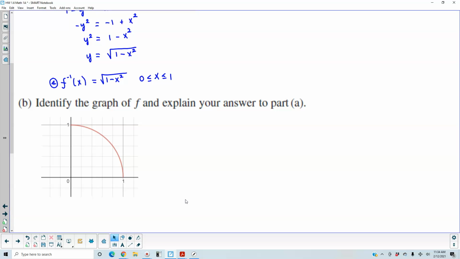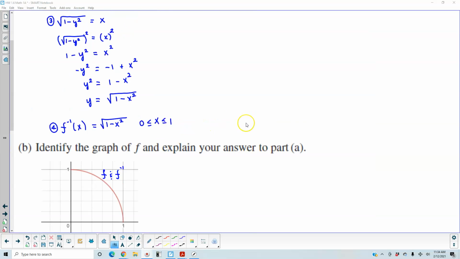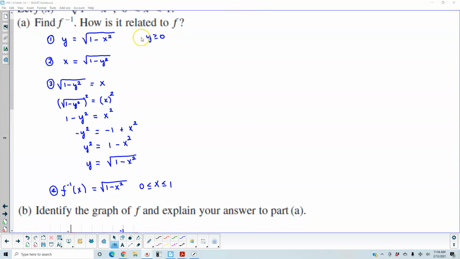So we can see that this graph represents both f and f inverse. And so now we want to explain our answer in part A. So how it's related to f.